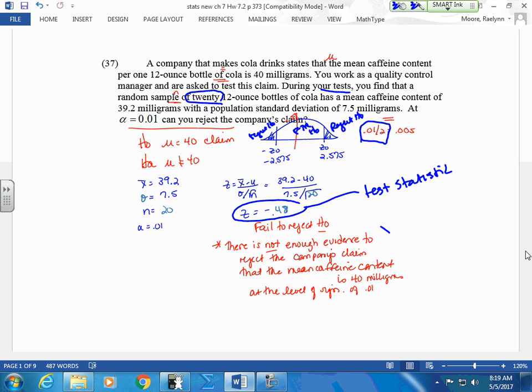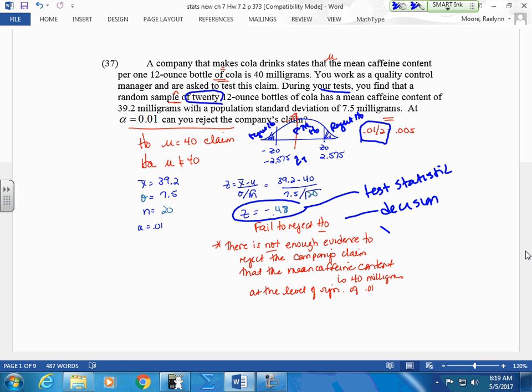You want to see where this falls. This falls right in here. Call it the z-test. It falls right in there. So this is our decision. Automatically, we see, fail to reject H0.